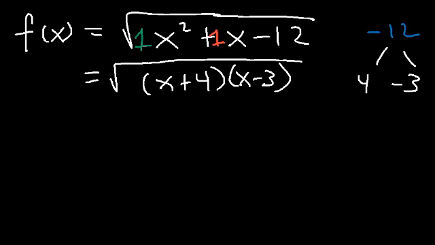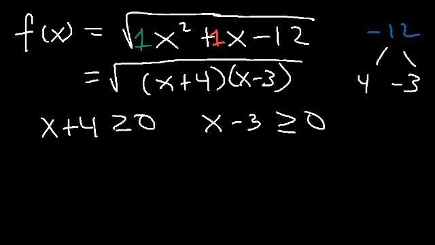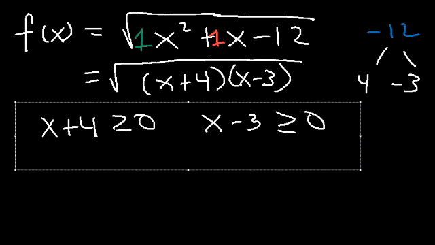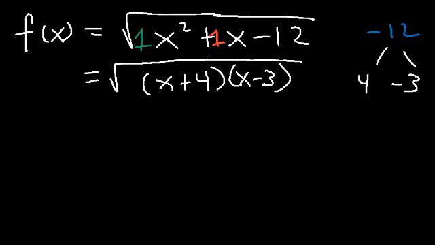Now, in this case, you don't want to say x plus 4 is equal to or greater than 0 and x minus 3 is equal to or greater than 0. Don't do it this way. If you have two critical numbers within a radical, you need to create a number line and check every region. So the way we're going to solve this problem is different from what we've been doing before.